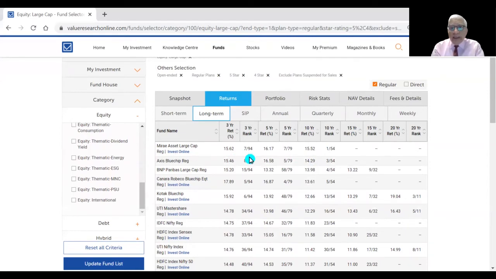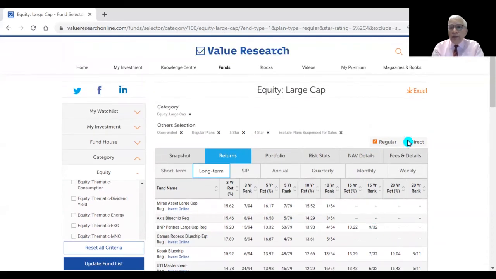So with Mirae Asset Large Cap, if you had invested 10 years ago, you would have got a compounded return of 15.52% even in the regular plans. Now it has become possible to invest in direct plans. 10 years ago, it was not possible to invest in direct plans.